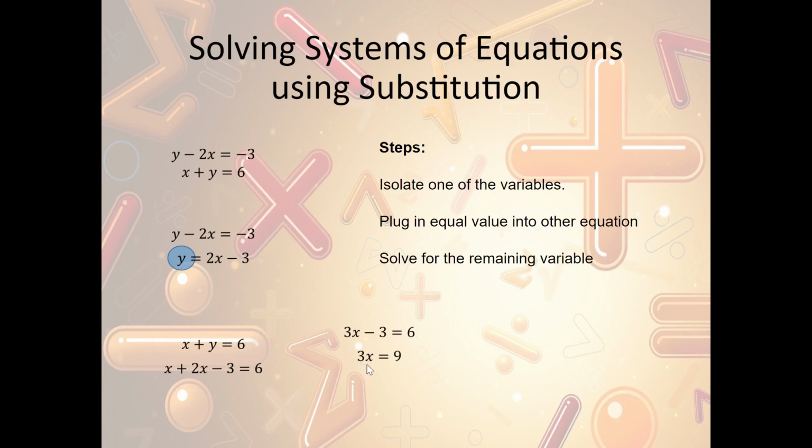Now I'm going to divide both sides by 3 to get rid of this 3. And I get 9 divided by 3 is 3. So x equals 3. Then I plug it into the other equation and solve. I'm going to pick either equation, it doesn't matter which one. I'll pick this one. And I'm going to plug 3 in for x. So I get 3 plus y is equal to 6. Subtract 3 from both sides to get y by itself. And I get 6 minus 3 is 3. So x is 3 and y is 3.